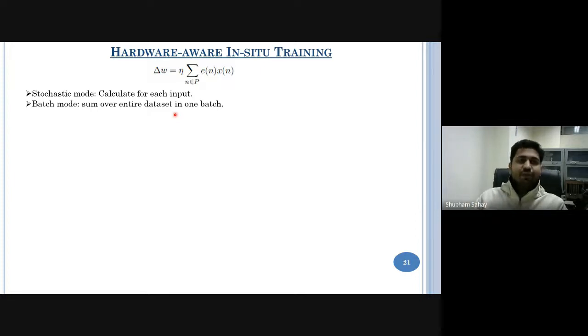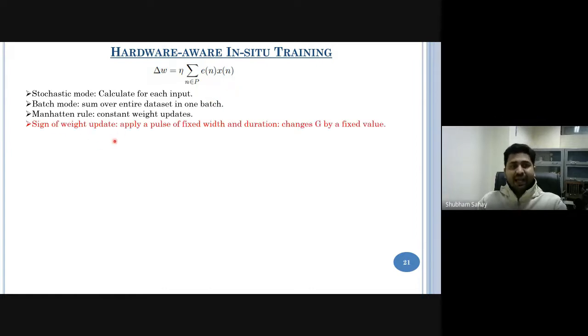So typically we go for something called Manhattan learning, where we go for constant weight updates. What this means is essentially we are not going to find out the exact magnitude of this weight change. We'll just find out whether we have to increase the weight or whether we have to decrease the weight. Finding the sign of weight change is always easier as compared to finding the exact magnitude of weight change. So that is precisely what we do here in Manhattan learning. Depending upon the sign of weight update, we apply a pulse of fixed width and duration, and that changes our conductance by a particular amount.